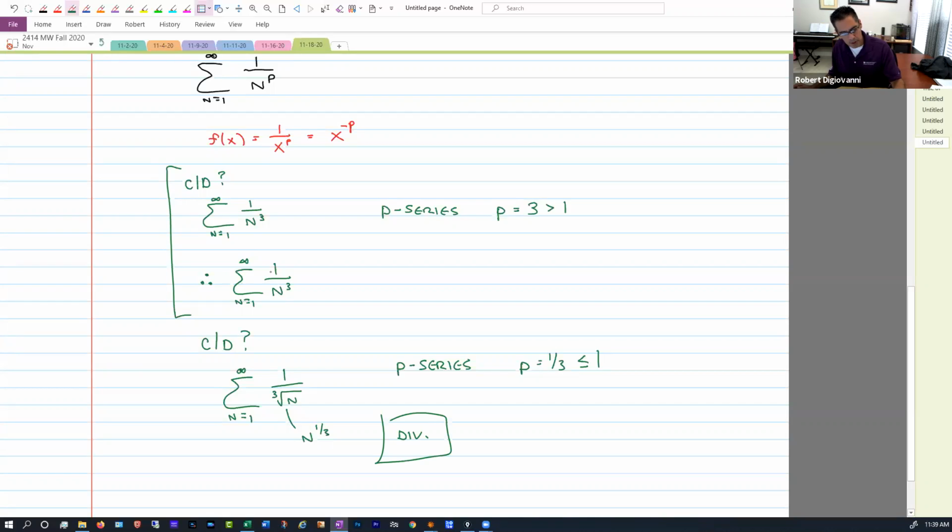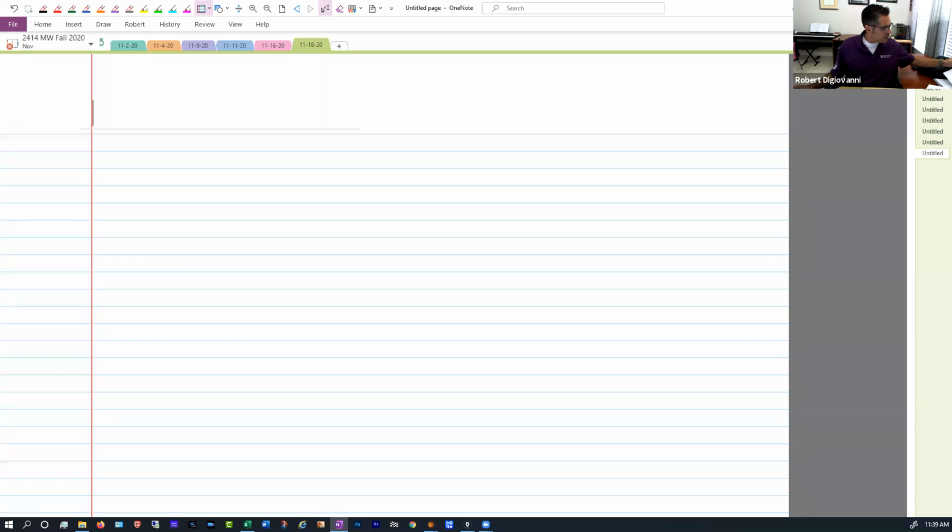Oh, I forgot to put that this converged. Sorry, converged. That converges. So if you're taking a test or something and you get a problem like this, you would just simply state, p-series, p is bigger than 1, and therefore it converges. And that's it. Nothing else to do. Okay, let's look at another one.